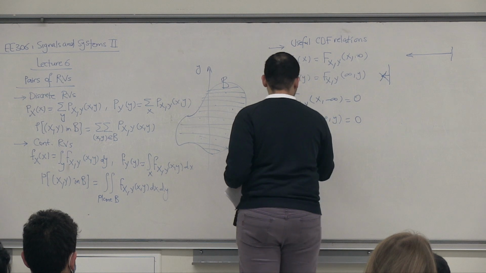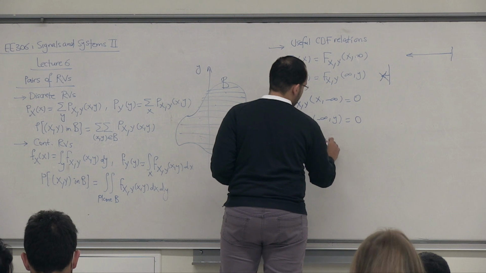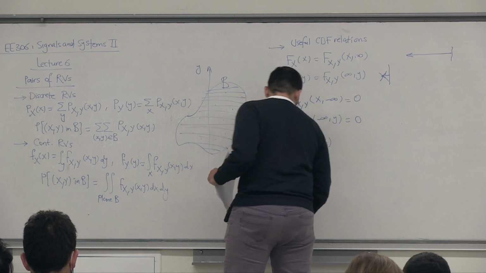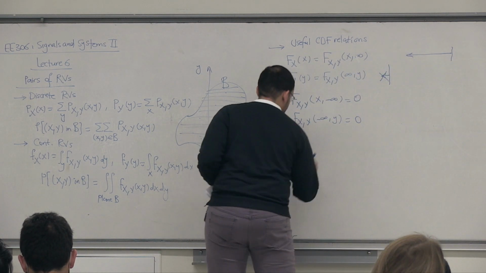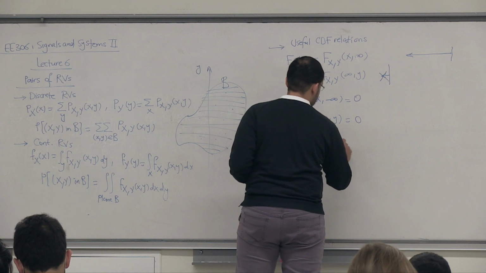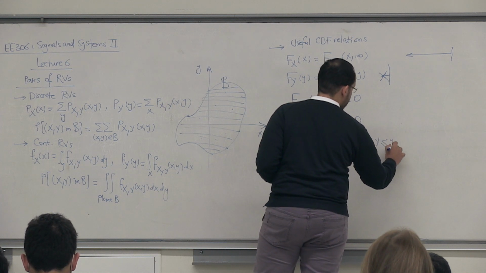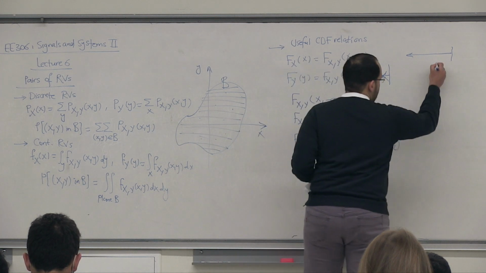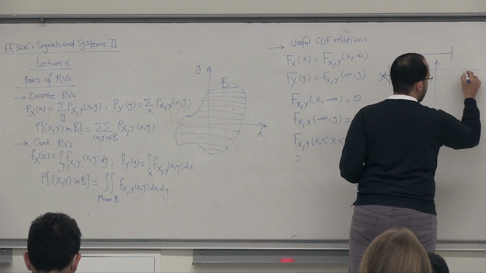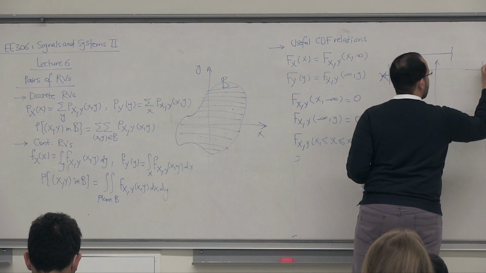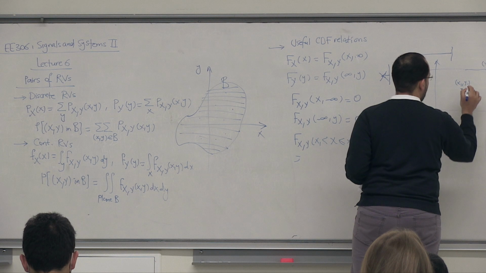Now let's suppose we want to calculate the joint CDF for point x2, y2. Well, actually a range. Let's set it to be a range. x1 less than x less than or equal to x2. y1 less than y less than or equal to y2. Where we are in this area, this is our x, this is our y. This is the point x2, y2. This is the point x1, y1.